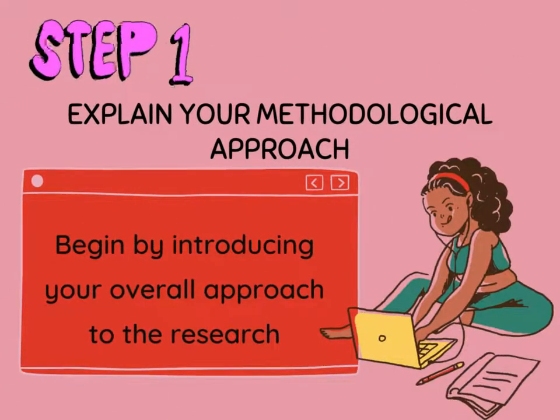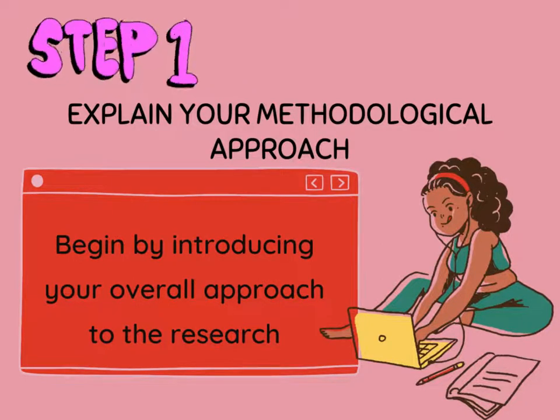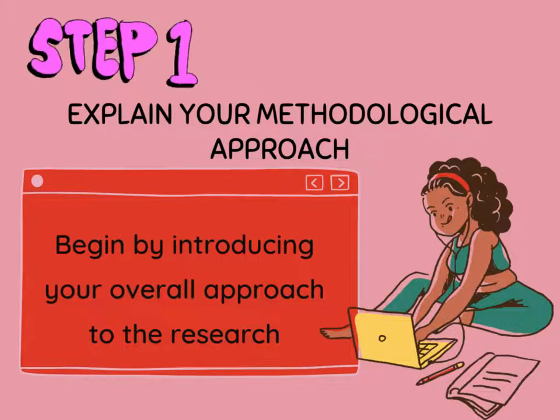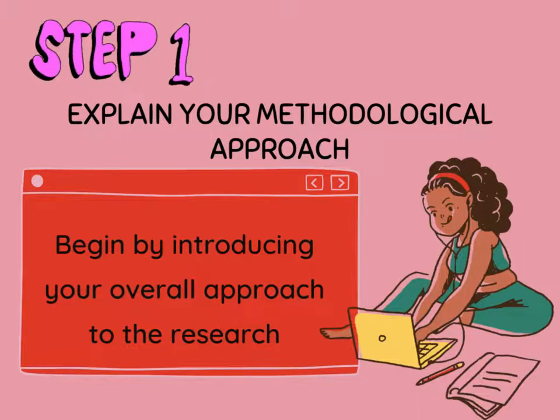Step 1. Explain your methodological approach. Begin by introducing your overall approach to the research. What research problem or questions did you investigate? For example, did you aim to systematically describe the characteristics of something, to explore an under-researched topic, or to establish a cause and effect relationship?